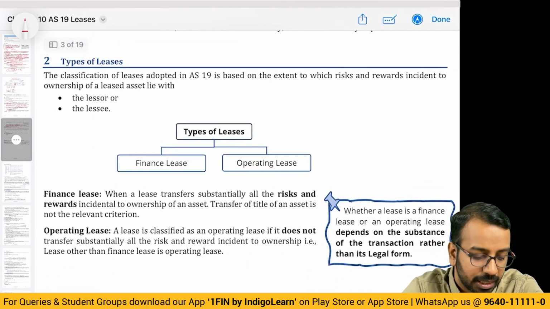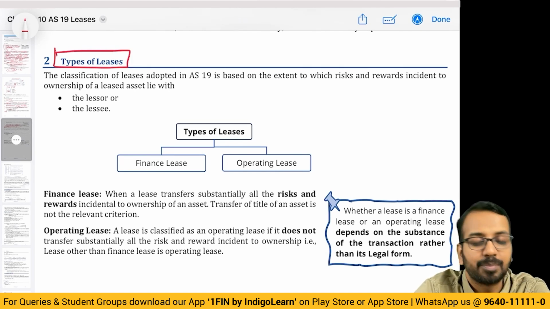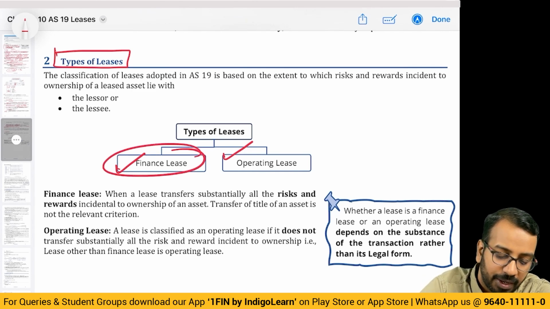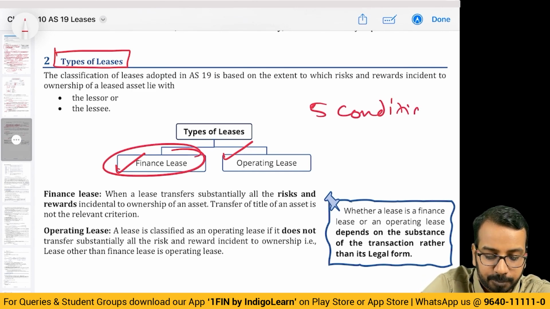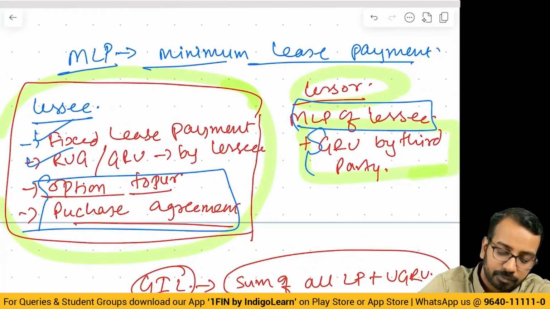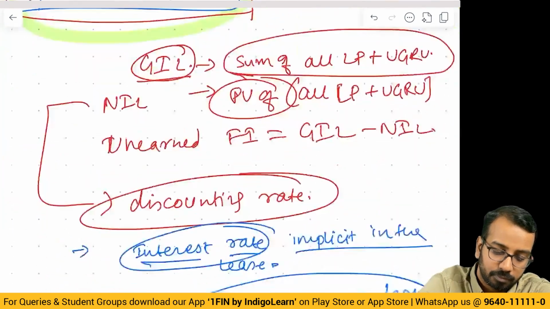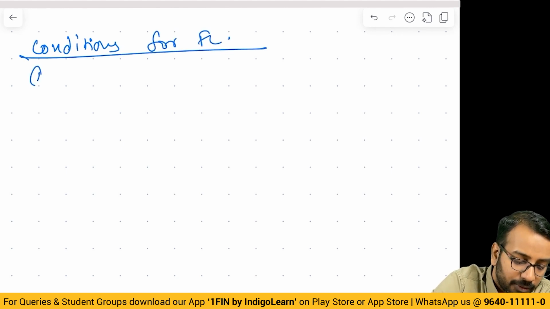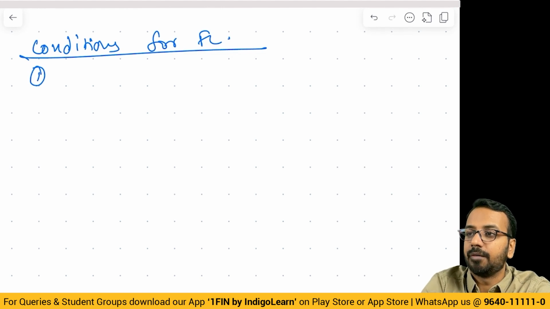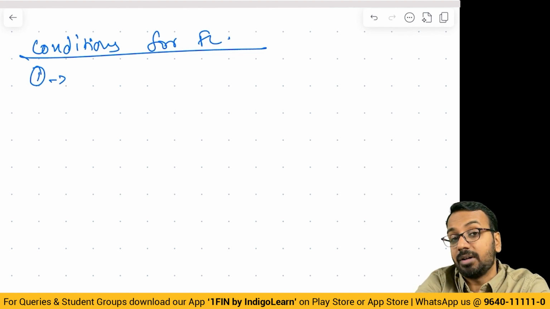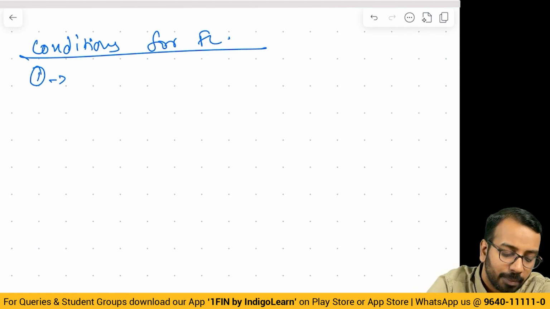Now, having discussed this, let us move on to the discussion on types of leases, right? Basically there is a finance lease and there is an operating lease. For finance lease, we have 5 conditions. What are those 5 conditions? Conditions for finance lease. I'll give it to you in a way where you can remember it easily. Of course, the sequence is given differently in the book and in the text.